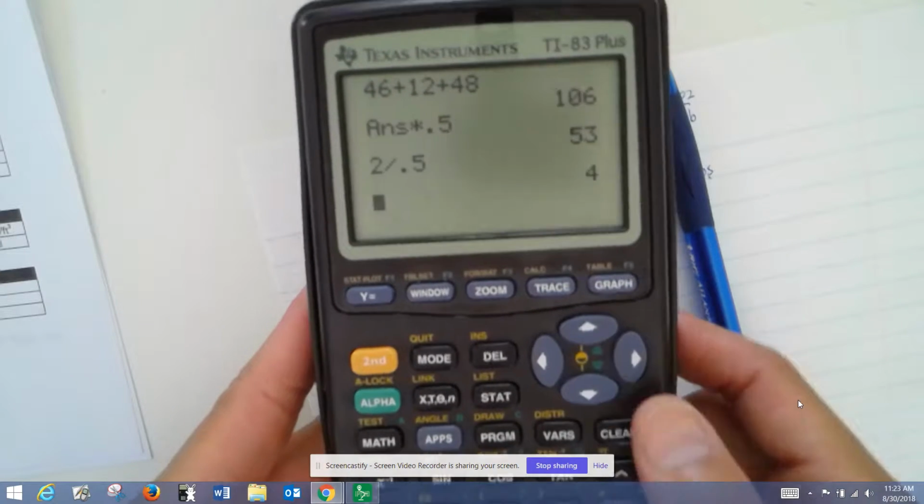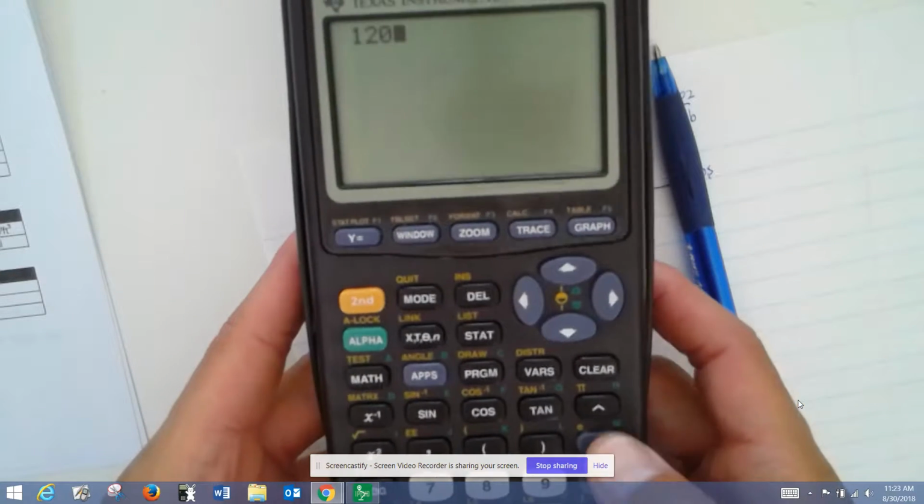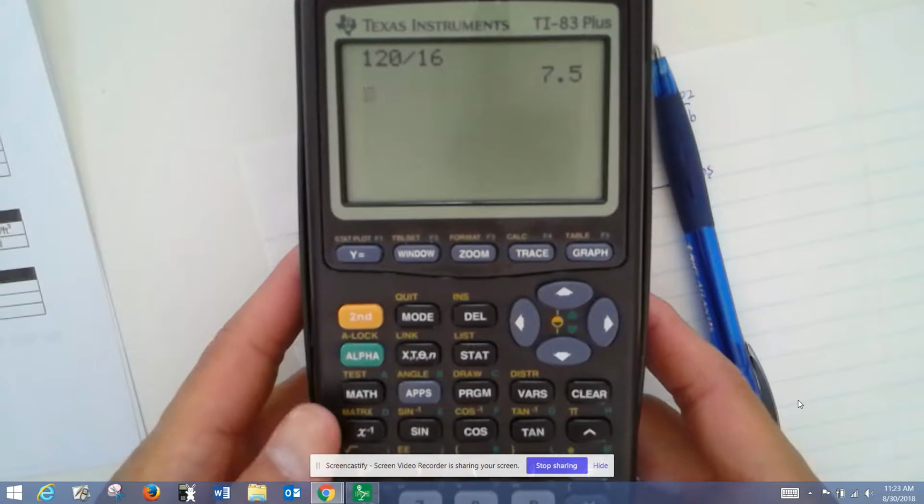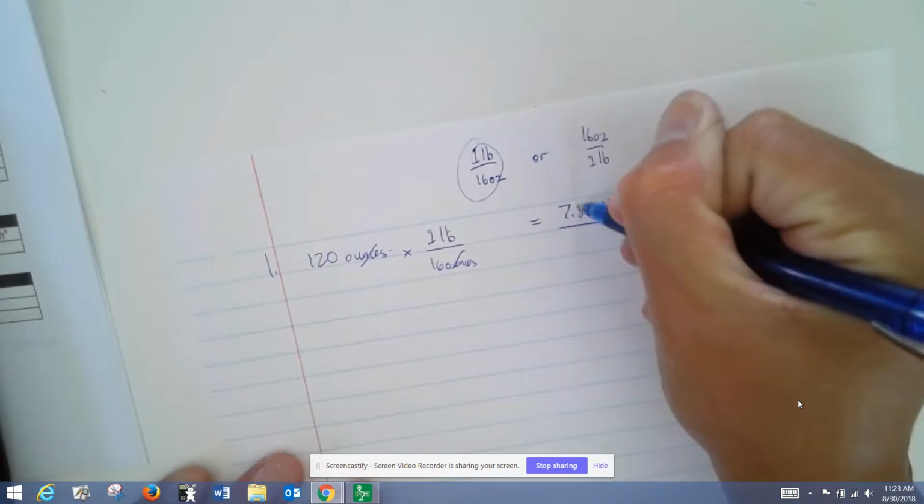Okay, so I'm going to say that it's 120 divided by 16. You should get 7.5 pounds. So that's the answer for number 1. Okay, let's go over to number 2.